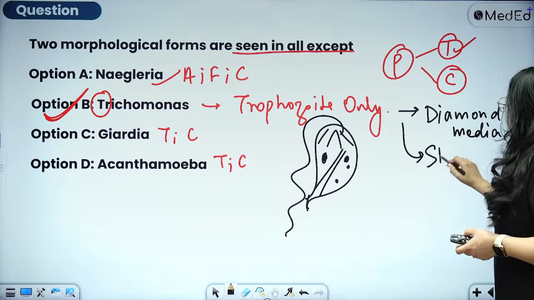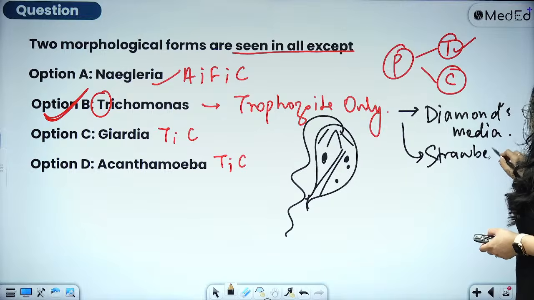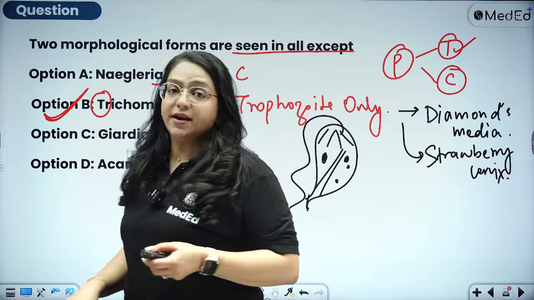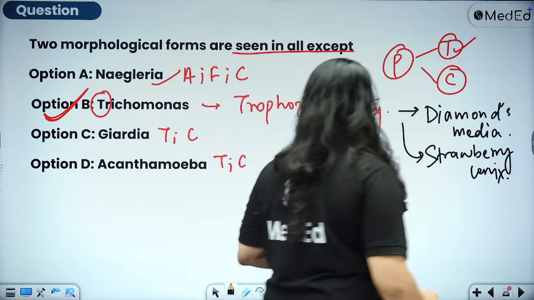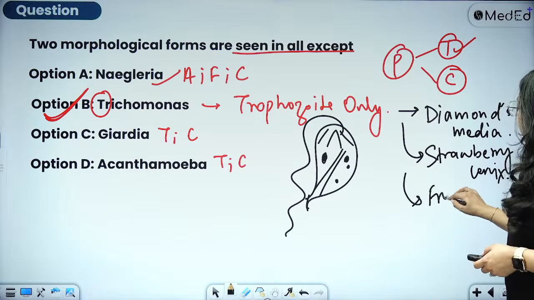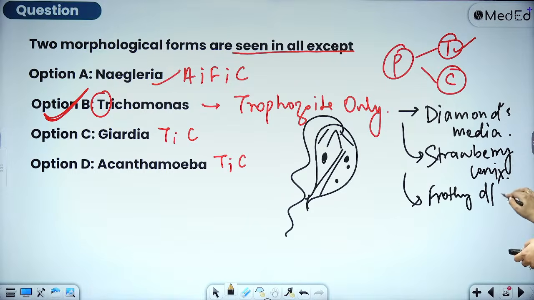And you get the strawberry cervix. Strawberry cervix. And the green frothy discharge. Treatment of choice, metronidazole, because it's a parasite. So frothy green discharge is what is seen.